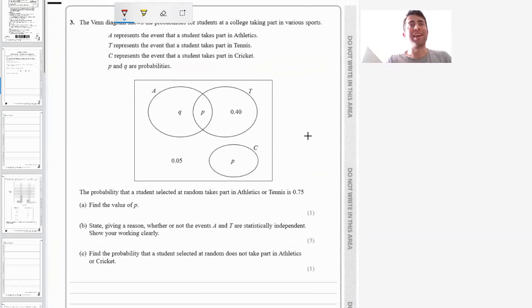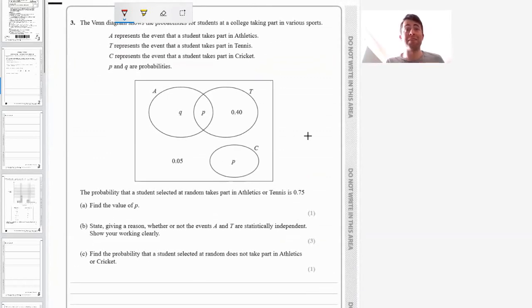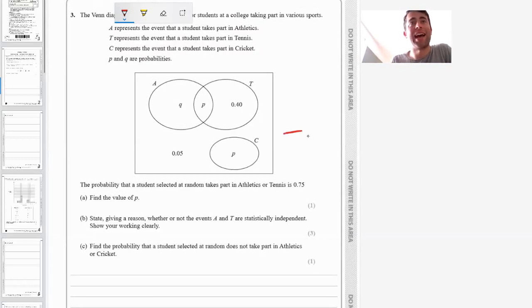Question 3, a nice Venn diagrams question. This, find the value of P first. Note that it's worth 1 mark, and so it should be fairly simple. Just one line of working using the Venn diagram and using this value here, just to find the value of P.